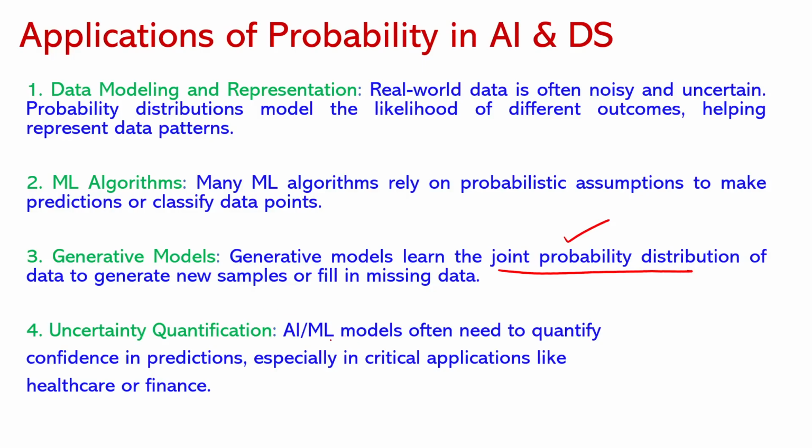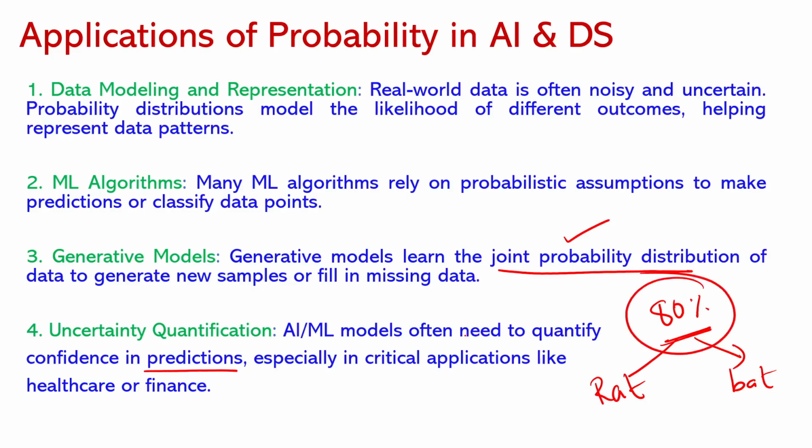AI and ML models often need to quantify confidence in predictions. You will say, I am 80% confident that this model is classifying it as a rat compared to another animal, a bat, let us say. So when we do predictions, we quantify it in terms of confidence level, and this confidence level can be given with respect to probability. Like this, there are n number of applications where probability can be used in AI and data science.